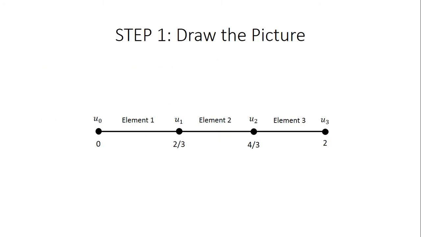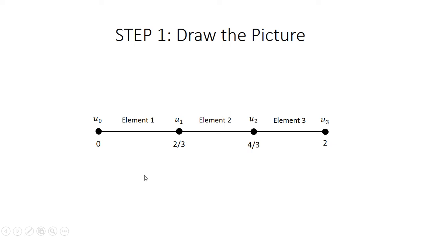So the first step in the process is to draw the picture. So we are told that we have 3 linear elements in 2 dimensions. So since we're only in 2 dimensions, we're just going to be dealing with a straight line.